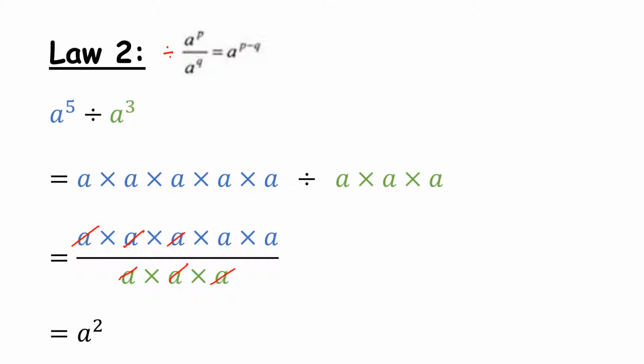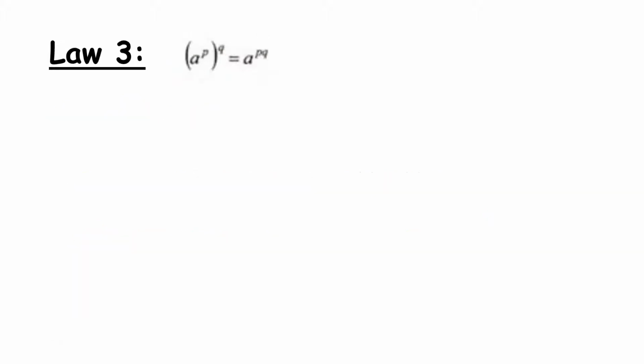And if we had gone and used that law 2, we would have been able to simply subtract the powers, which were 5 and 3, which would have straight away given us here a to the power of 2. So these laws make our lives a lot easier. They are quite efficient to work with. You can work it out the long way like this, but realistically, as you move into higher level, that's not going to be practical. So let's take a look at law 3.